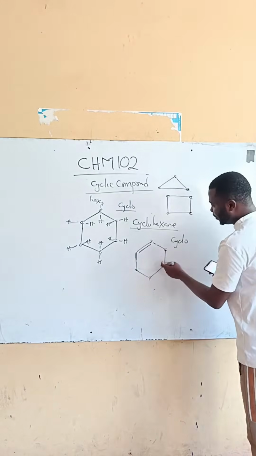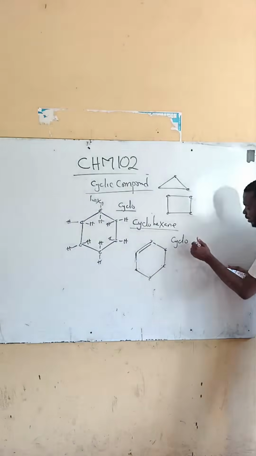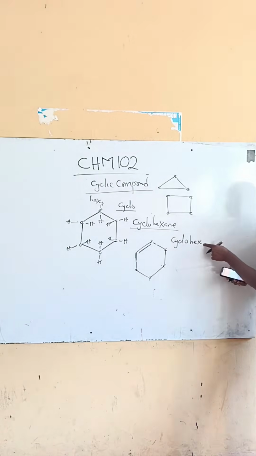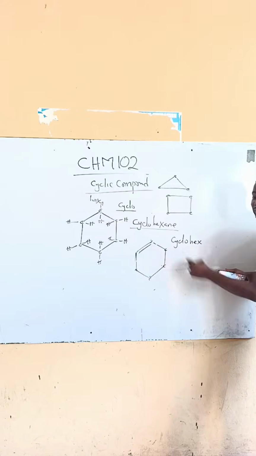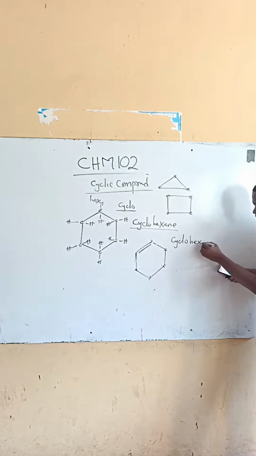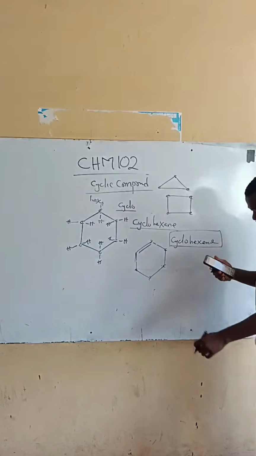So what will be the name of this? This is 1, so the double bond is in position number 1. So what do we say? Cyclohexene, because it's 6 carbons, hex. You don't need to say 1-ene because the double bond is in position number 1. So what do you just say? Cyclohexene. Somebody should say that: cyclohexene.